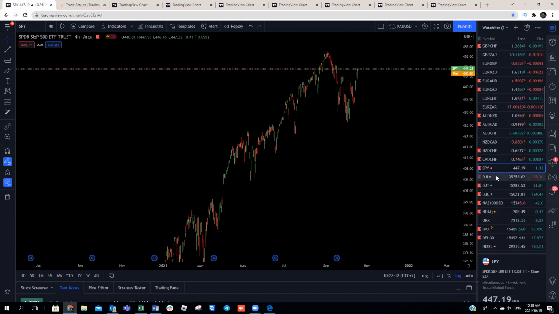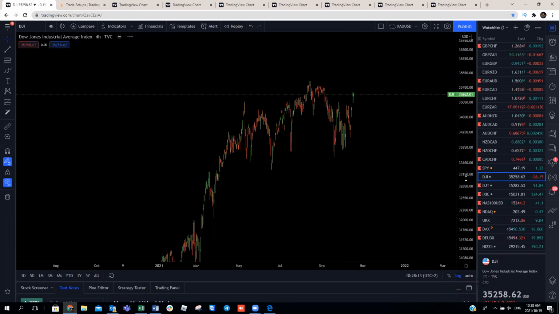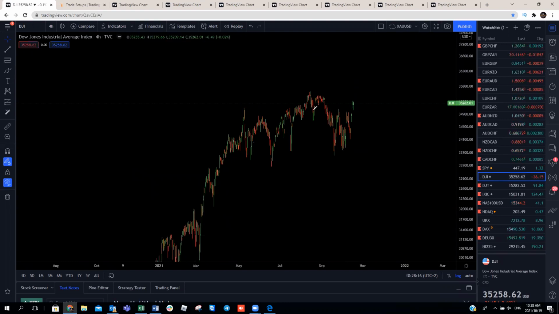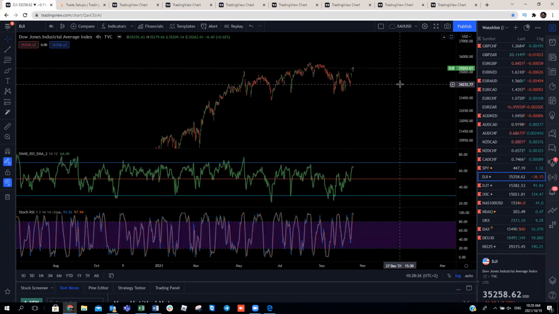Let's look at the Dow Jones Industrial. Same 3 waves as played out here. We're looking for this one to continue to the upside, break the previous high. We're going to see new highs. Okay, that's what we have there.